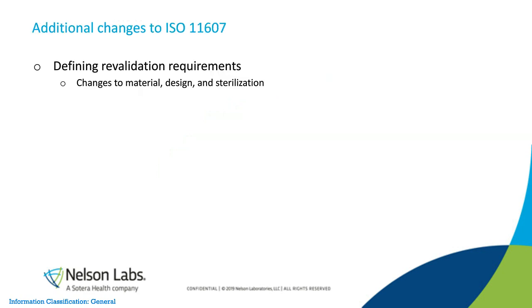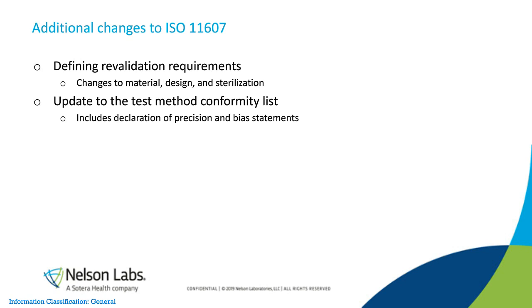Some additional changes that I want to point out to the ISO 11607 is that revalidation requirements to material design and sterilization should be evaluated. There is also an update to the test method conformity list. This includes now the declaration of precision and bias statements and the inclusion of many more options to meet those requirements.